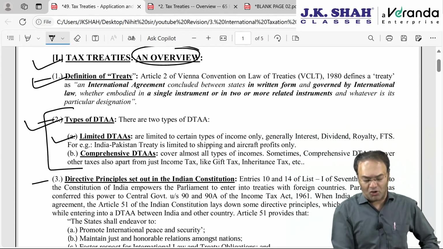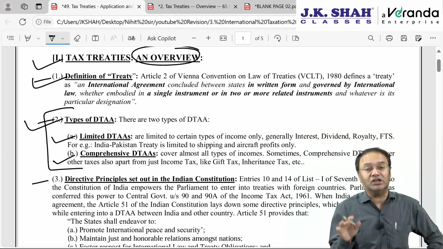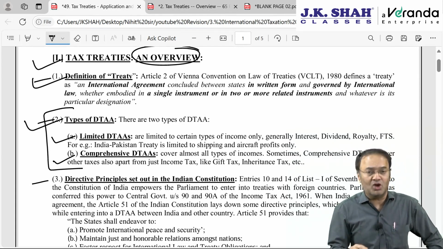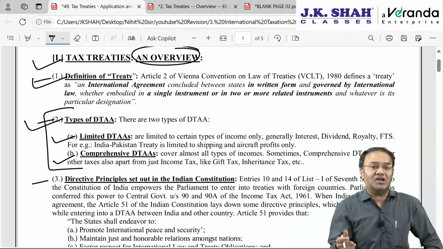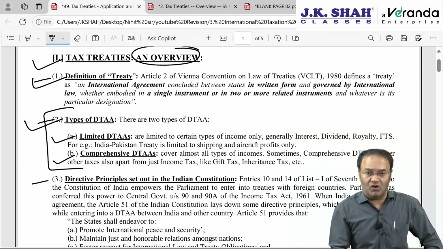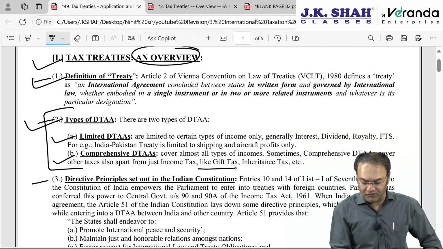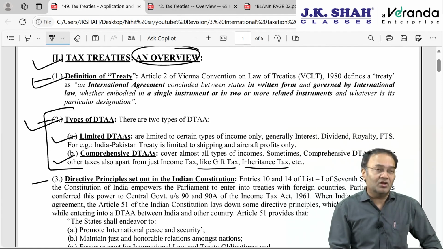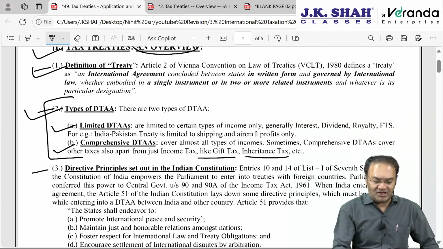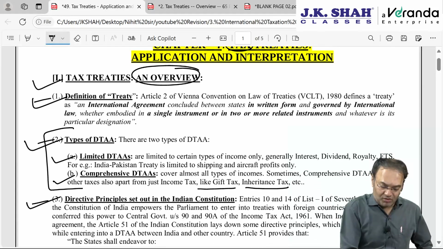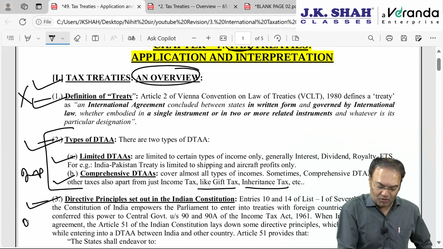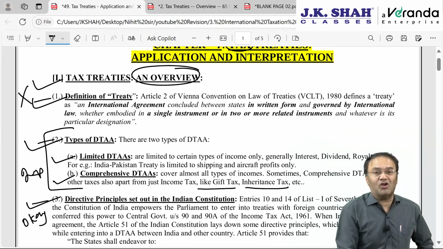However, on the other hand, comprehensive DTAA will cover all incomes. We will talk about each and every income, whatever you can think about. Plus, sometimes comprehensive DTAAs cover, in addition to the Income Tax Act, other acts also. It talks about avoidance of tax under other acts also, like Gift Tax Act, Inheritance Tax Act, GST, Municipal Tax, etc. And the third and the last point is, so second point is important, first point, definition, is unimportant. Third point is slightly okay, not important and not unimportant also.